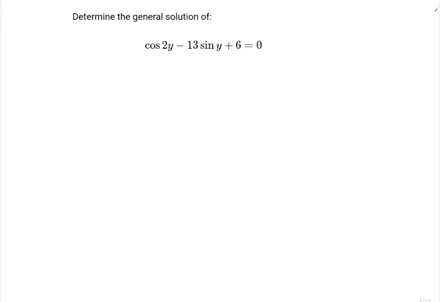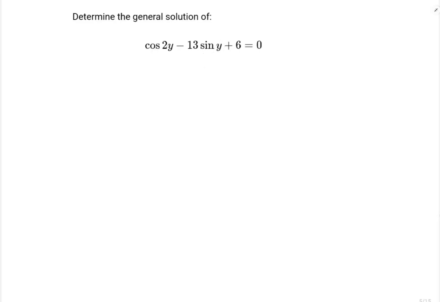Continuing with trigonometry general solutions, here we are asked to get the general solution of cos 2y minus 13 sin y plus 6 is equal to 0, right? We know that with general solution, we want to isolate a single trig ratio. We don't want two trig ratios. And here we can see that we have two trig ratios. We have both cos and sine. We only want one if we're going to solve for a general solution.